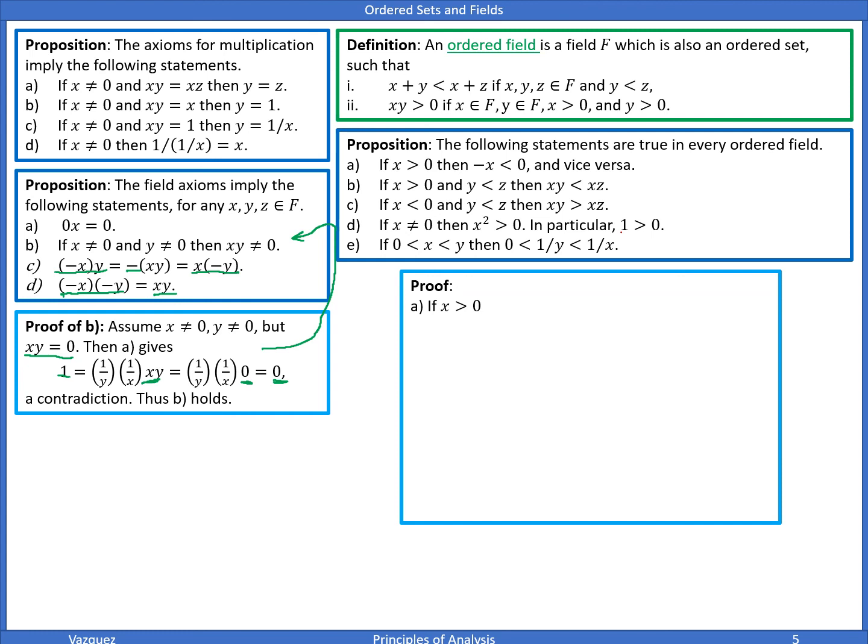So first, a. If x is greater than 0, well then 0 is equal to negative x plus x by our axioms, which is greater than negative x plus 0. And why is this? Well, because x is greater than 0, right, from up here. So that's why this is greater than this over here. So negative x is less than 0.